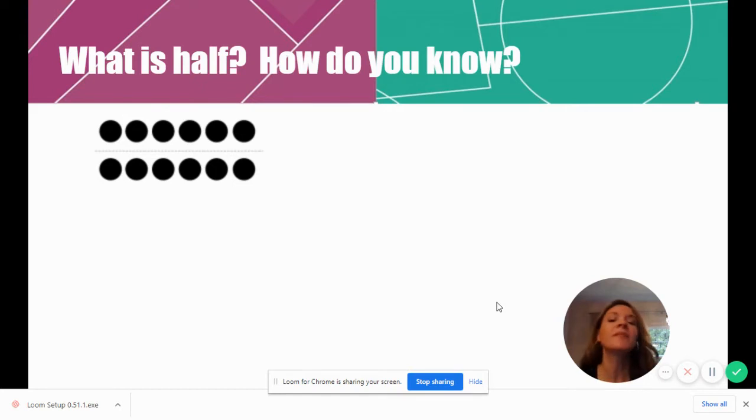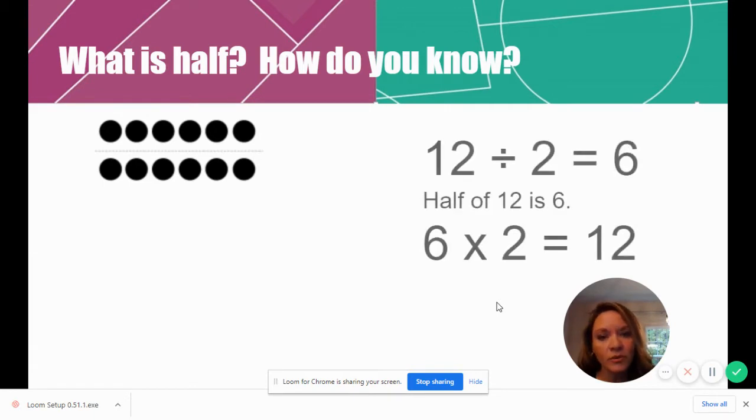What is half, and how do you know? Here we have 12 dots, and if we divide them into 2 equal groups, there are 6 dots in each group. What is half of 12? Half of 12 is 6. Because 6 times 2 equals 12, 12 divided by 2 equals 6.